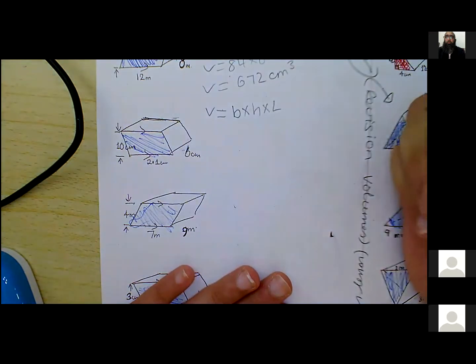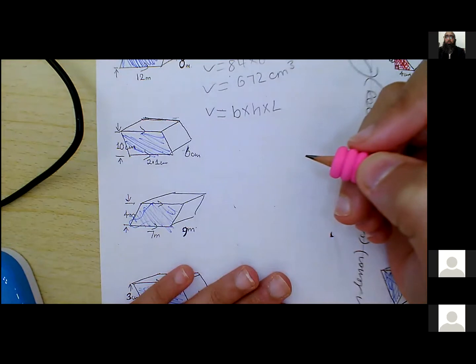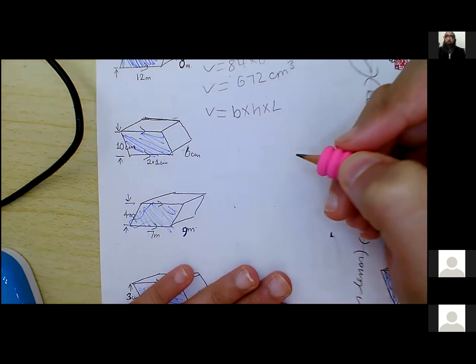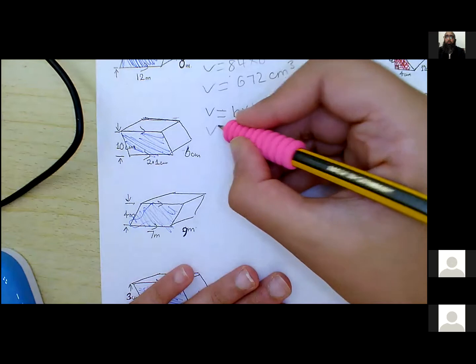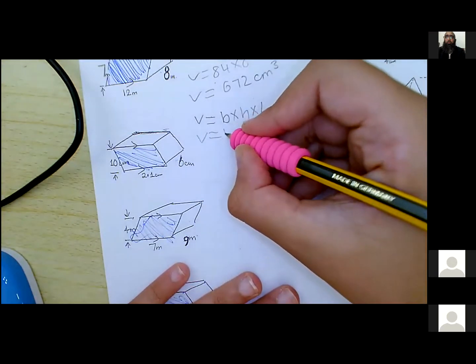Okay, why have you got base times height? Because that's called the area. That's the area. Well done. So volume equals, you're working out the area first.